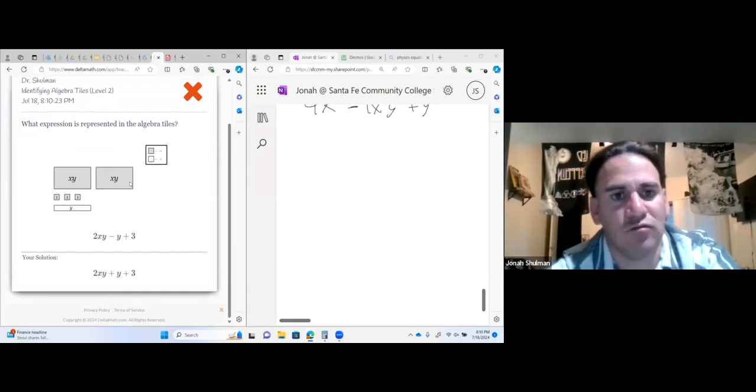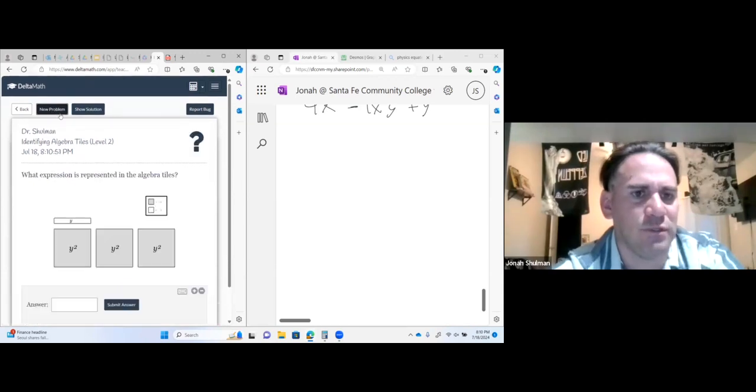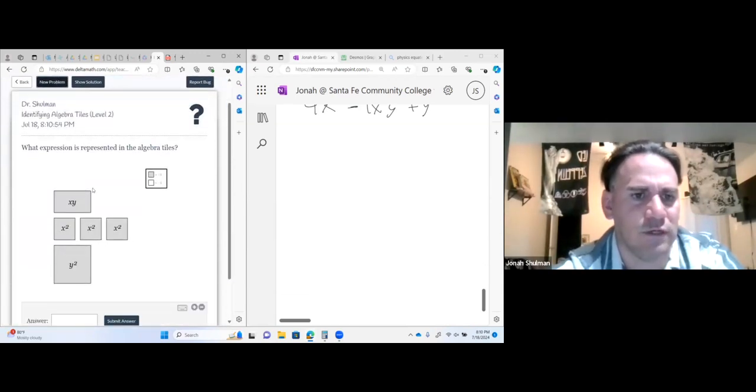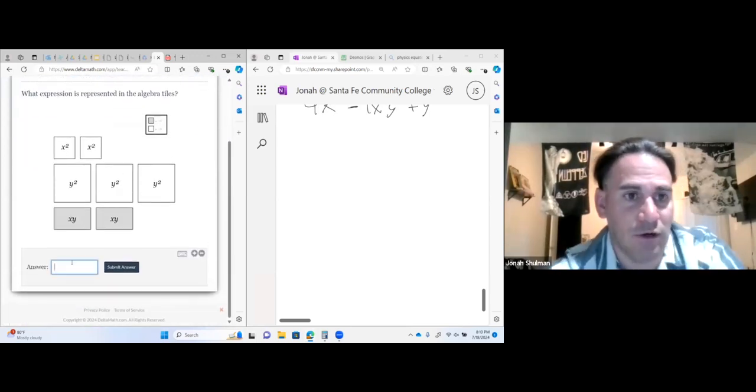Oh, because the gray is plus, the white is negative. All right. Show me another one. That one's too easy. That one's all positive. Give me a good one. There we go. I wanted a hard one.